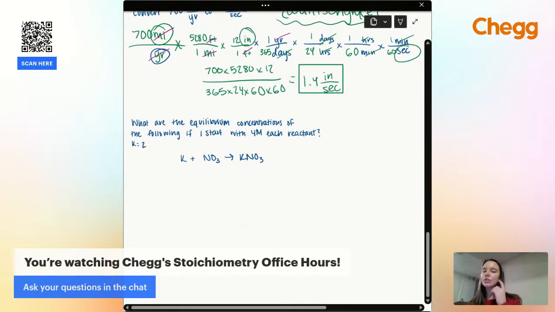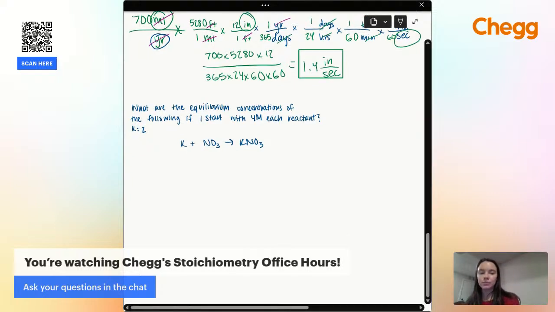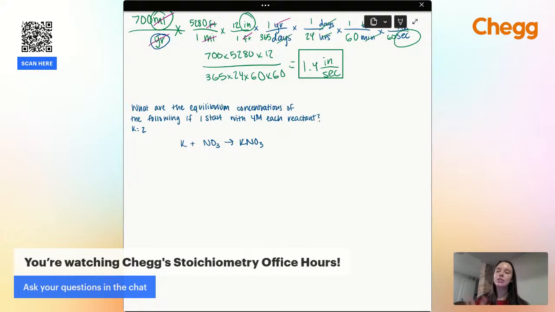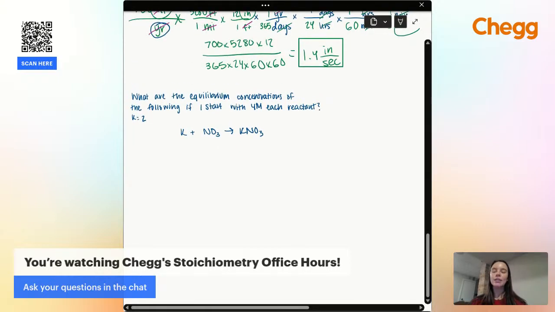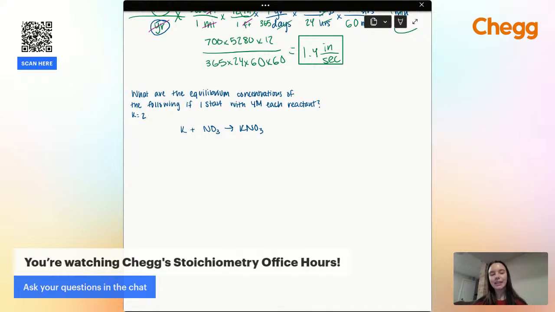Now we want to find the equilibrium concentration of the following if I start with 4 molars of each reactant. So this is going to be a rate of reaction problem. If you're not familiar, don't worry, we're going to get to it. But let's do 1 minute. Tell me anything you know about how to solve this problem.